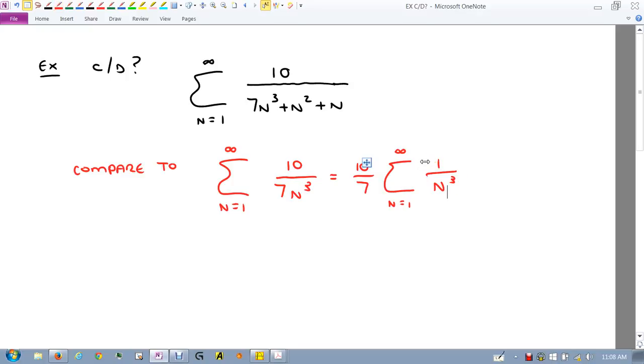Since 10/7 is a constant, I can pull it out. Do you know what this series does right here? Yes? What type of series is that? P series. P is 3, which is bigger than 1. It converges.